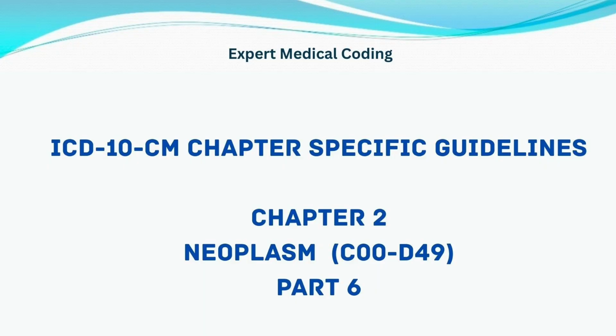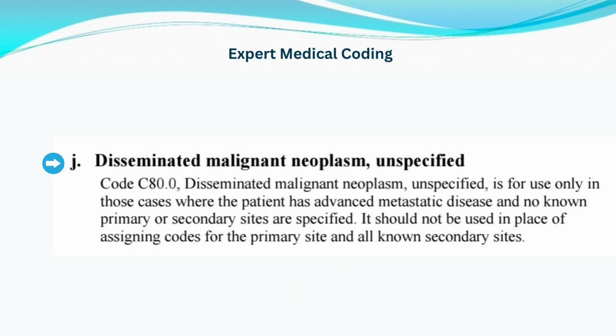In today's video, we are going to continue part 6 of Neoplasm Guidelines. So let's get started with the guideline. Disseminated Malignant Neoplasm Unspecified. Code C80.0 Disseminated Malignant Neoplasm Unspecified is for use only in those cases where the patient has advanced metastatic disease and no known primary or secondary sites are specified. It should not be used in place of assigning codes for the primary site and all known secondary sites.